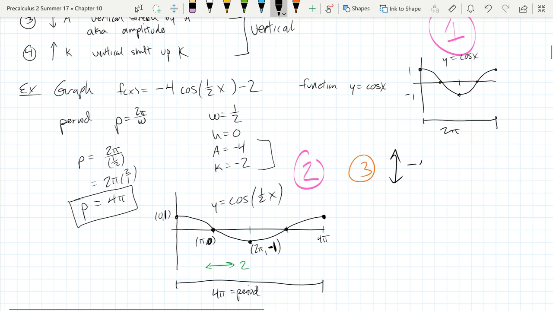Now the stretch is by negative 4. So we're going to take all of our y coordinates and we're going to multiply them by negative 4. The good news is there's only three y coordinates, 1, 0, and negative 1. Now when they get multiplied by negative 4, the 1 is going to become negative 4, and negative 1 is going to become positive 4, and 0 stays where it is. I'm going to need a little more vertical space here.